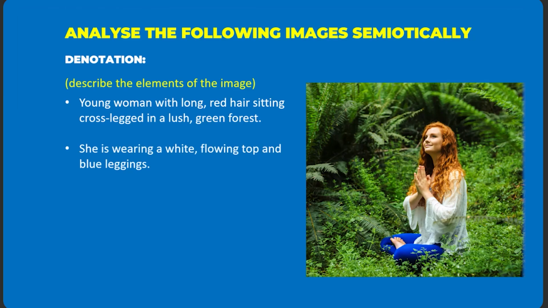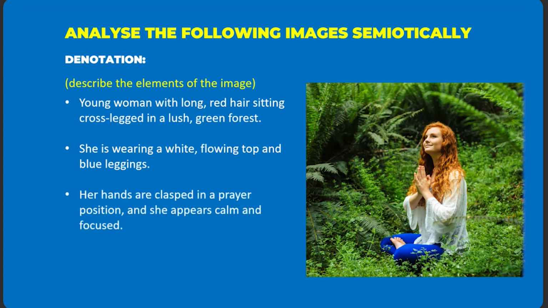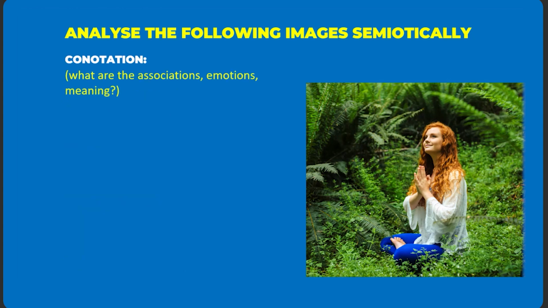A young woman with long red hair sitting cross-legged in a lush green forest. She's wearing a white flowing top and blue leggings. Her hands are clasped in a prayer position, and she appears calm and focused. The surrounding plants and trees create a dense natural environment, so you can see the kind of things that could be written. Now the exciting bit: what are the connotations for these?